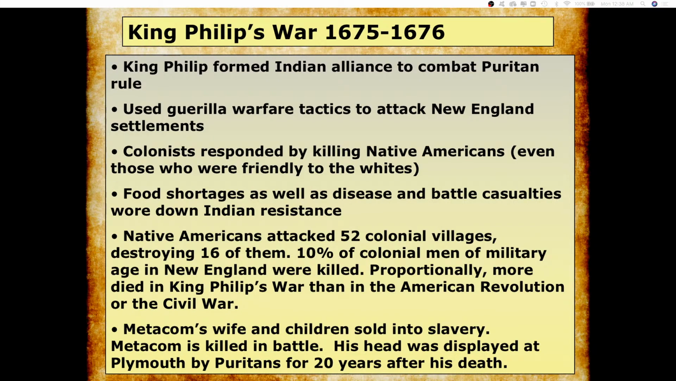That just shows the sheer amount of bloodshed going on in King Philip's War. And to add to the gruesomeness of this war, King Philip himself, Metacom, dies in battle. His wife and children are sold into slavery by the Puritans, and his head is decapitated off his corpse and is displayed in Plymouth for 20 years after his death.